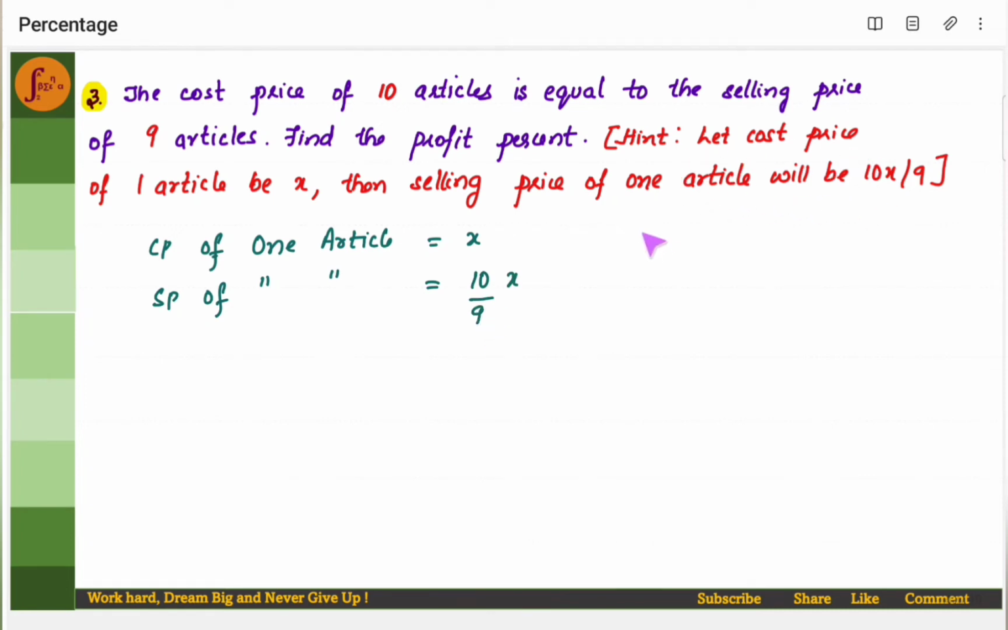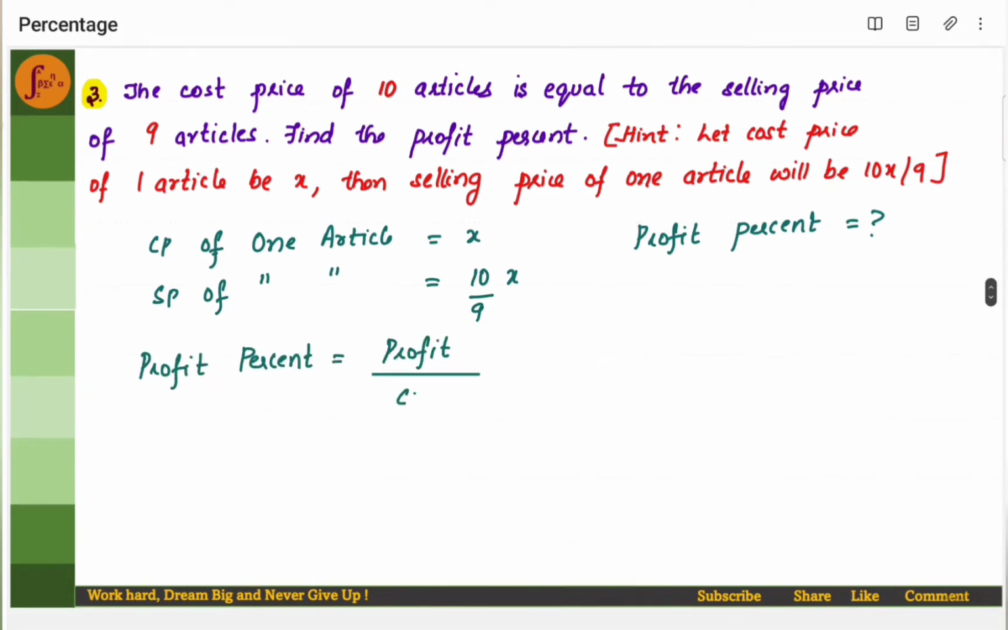Now you'll have to find profit percent. What is the formula for profit percent? Profit percent is equal to profit by cost price into 100. We need to find percent, so we are multiplying by 100. So what is profit? Profit is selling price minus cost price. So now we will substitute here, right? What is selling price? Selling price of one article is 10x by 9. Cost price of one article is x.